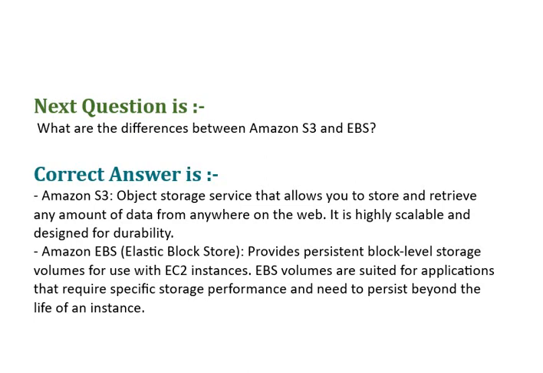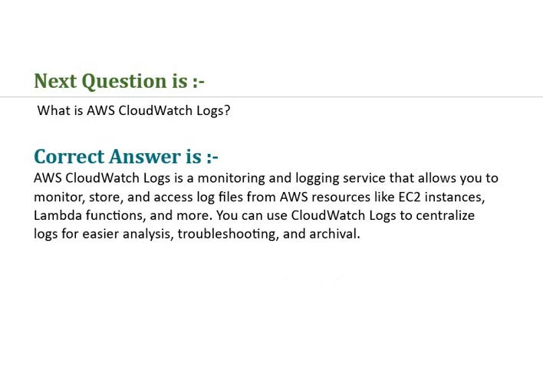Amazon EBS, Elastic Block Store, provides persistent block level storage volumes for use with EC2 instances. EBS volumes are suited for applications that require specific storage performance and need to persist beyond the life of an instance. Next question is, what is AWS CloudWatch Logs?